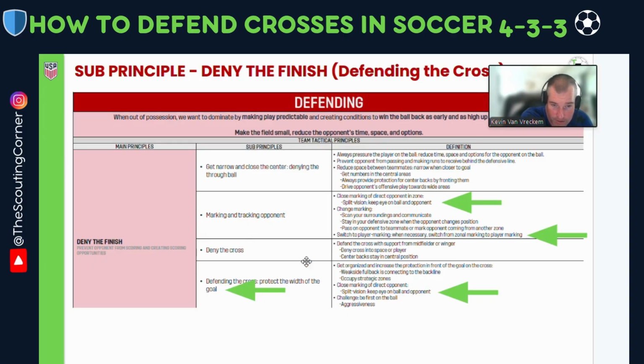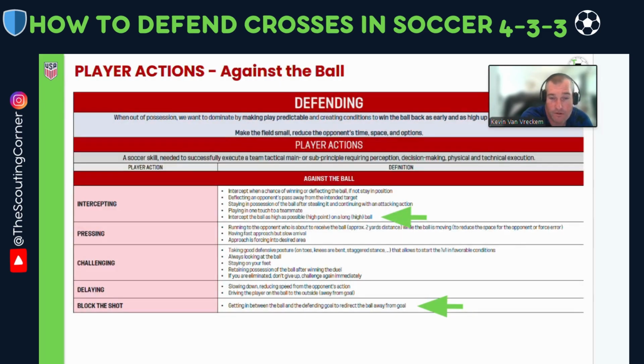And switch to your player marking when necessary, because they're all zonal, but then sometimes you have to go into man marking. Obviously, intercepting, I mentioned that. You want to meet the ball halfway or at their highest point. You don't wait for the ball. And if you're just a little bit late, you still have an opportunity to block the shot. So that's also part of the tactical pad, and I'll include the tactical pad in this presentation at the end.